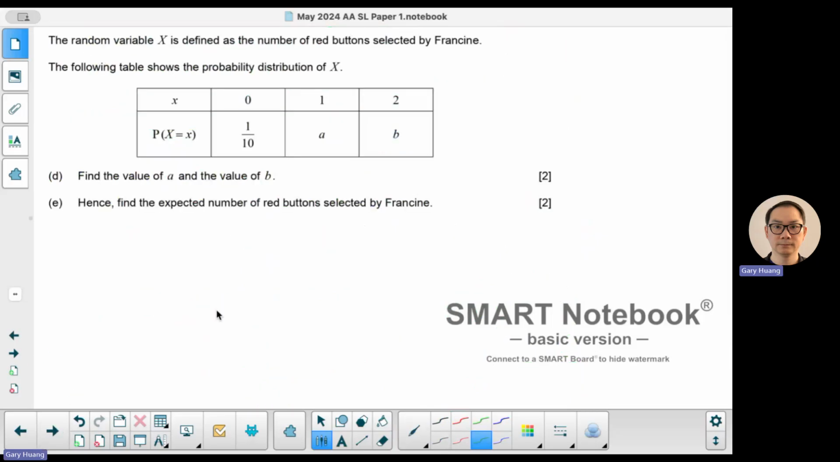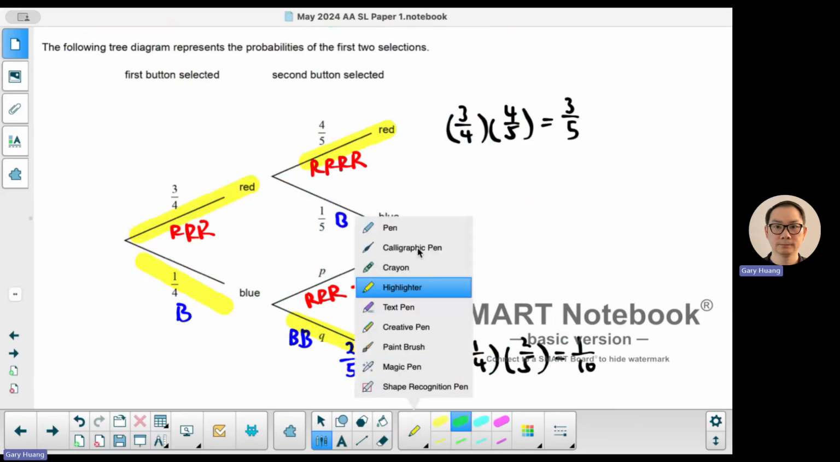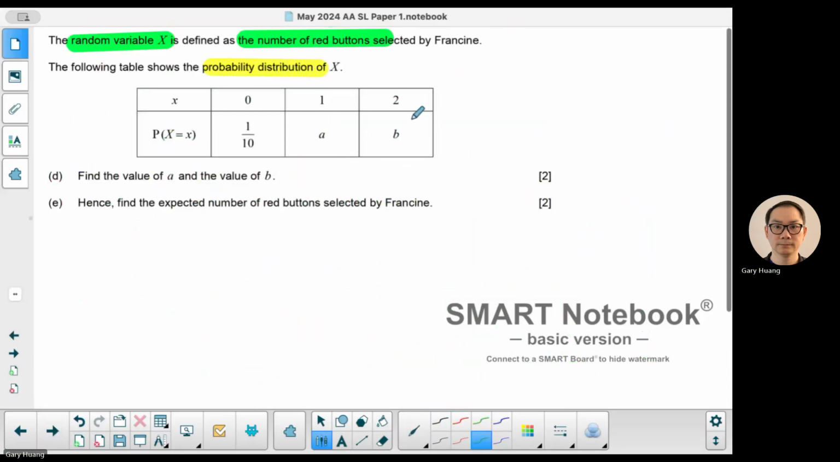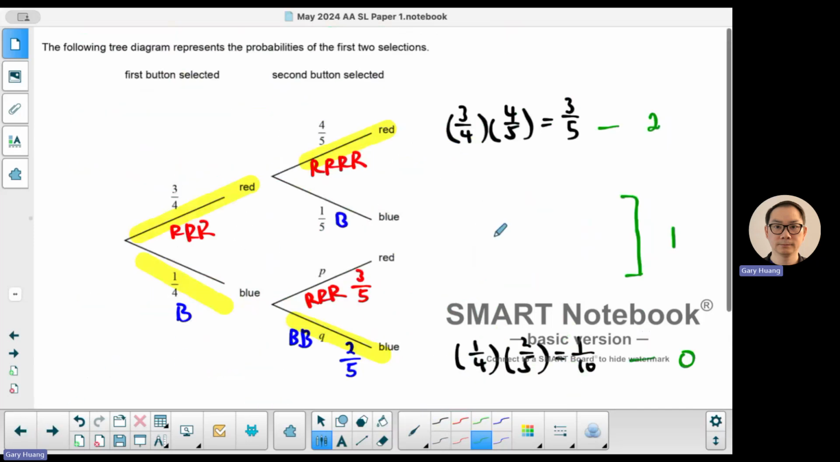The second half of the question, we're looking at a probability distribution. We are provided with a random variable X, which is the number of red buttons. So you can have 0 or 1 or 2. If you go back to the tree diagram, this would be 2 red buttons. The 2 middle ones are going to be 1 red button, and the one down here would be 0. So the probability of 2 is 3/5. Probability of 0 is 1/10, which is filled in already.